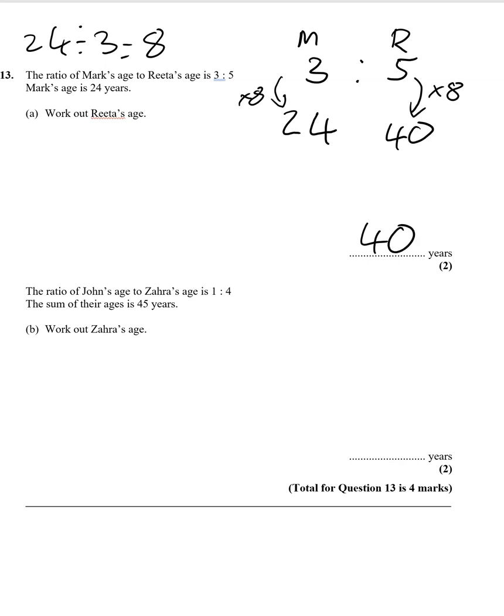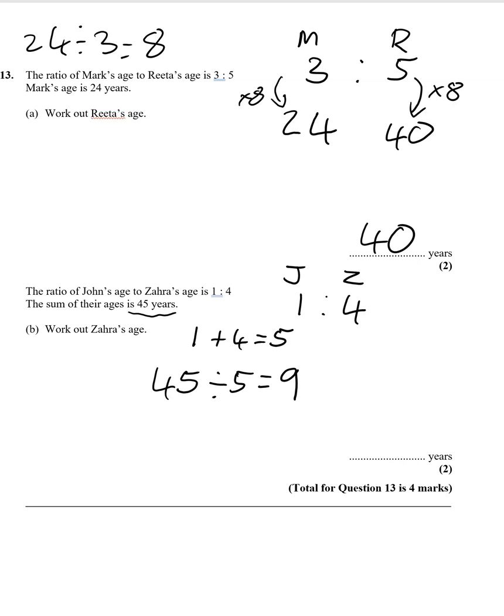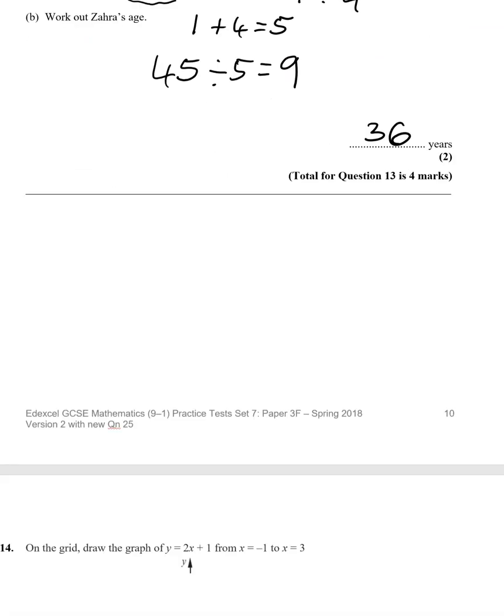Now, the ratio of John's age to Sarah's age is 1 to 4. But this time we've got their total age. So that's John, 45. So what we have to do is we have to add the parts together. So 1 add 4 is 5. This is more of a common type of question with ratio. 45 divided by 5 is 9. So actually John is 9 years old, which means Zara is 36 years old. Okay, on to the next one.